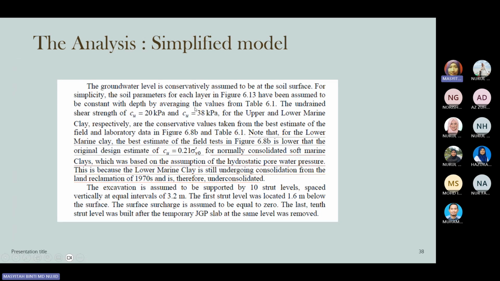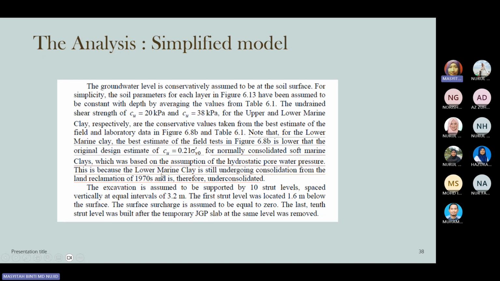And for the parameter simplifications, as shown here, the undrained shear strength is 20 kPa for the upper marine clay, and then 38 kPa for the lower marine clay. From the table as well, it is estimated from the field test and the original design estimate that the undrained coefficient is equal to 0.21 effective sigma v naught. This is the estimate at the early design for normally consolidated soft marine clay, which was based on the assumption of hydrostatic pore water pressure.